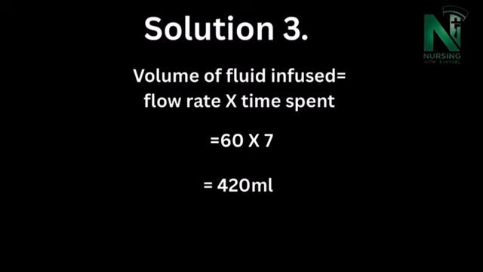To get the volume of fluid that has already been infused, we have to multiply the flow rate by the time spent giving this infusion. We have it that this infusion has run for 7 hours and the flow rate is 60 mL per hour. So we are going to multiply this in our calculator: 60 mL per hour times 7 hours. At the end of the day, we are going to get 420 mL. So this is to say that in the space of 7 hours, 420 mL of this fluid has been infused into this patient. That is the first stepping stone.